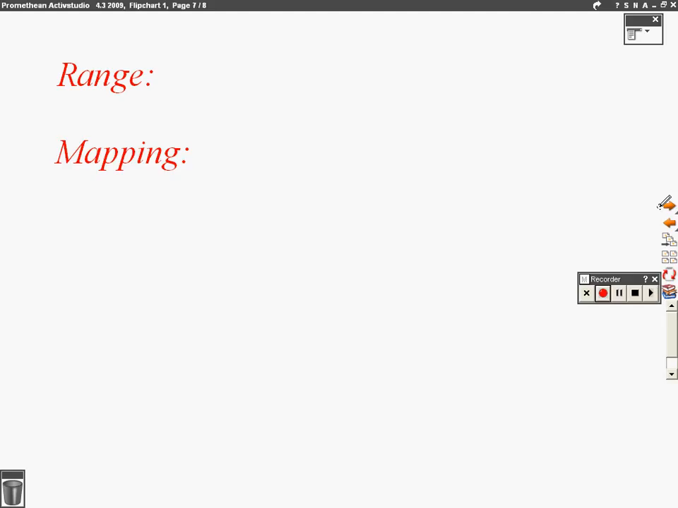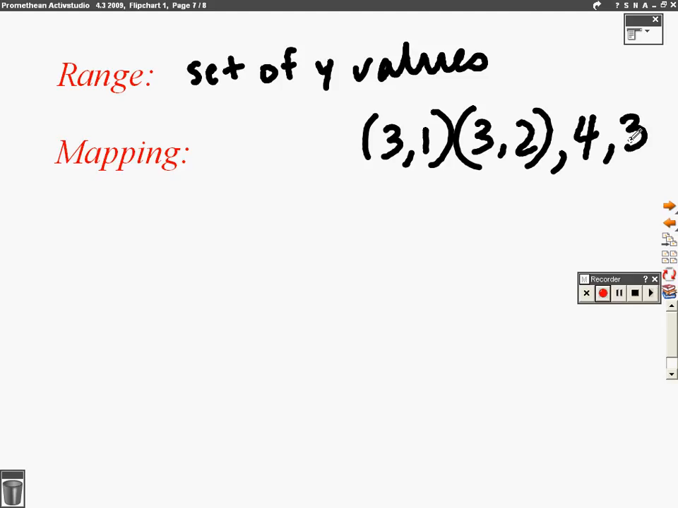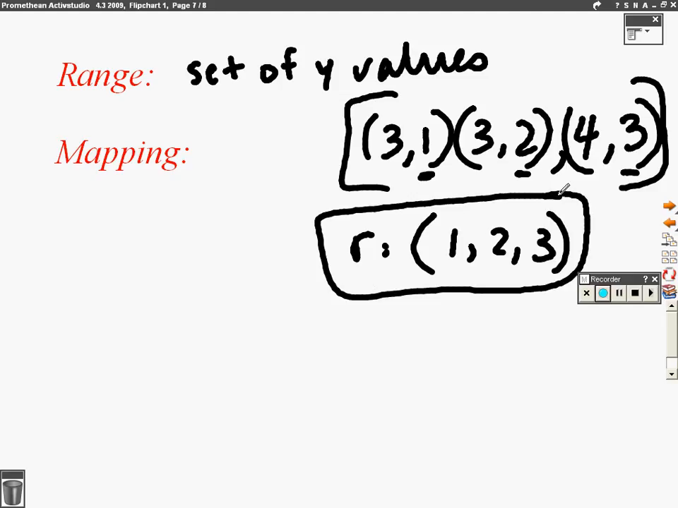Alright, range. Range would be the set of y values. And so, for example, if it was (3, 1), (3, 2), and (4, 3), the range would be just what are the y values we're using in this set, and we always put them from least to greatest. So the range would be 1, 2, and 3. And that would be my range.